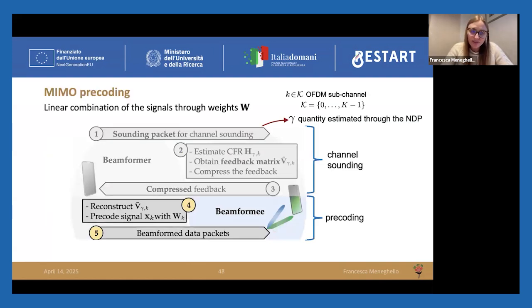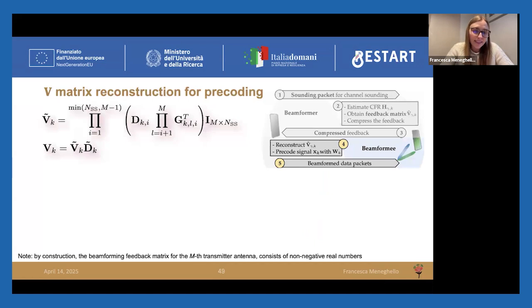So for precoding, the first thing that the access point has to do is to take the compressed information, so to take the beamforming feedback angles and reconstruct the V matrices. And the reconstruction is done by reverting the given rotations by using the matrices that I showed you before, so the D and G matrices.